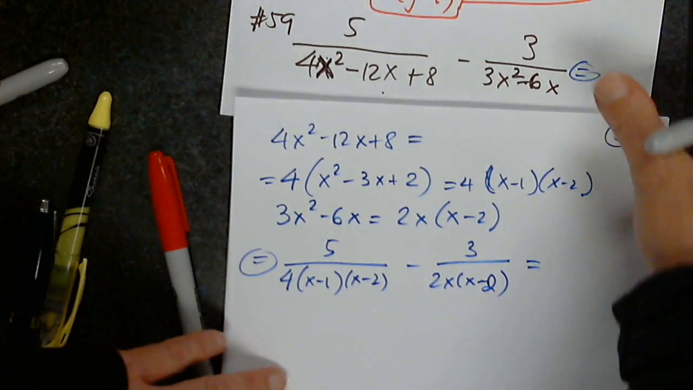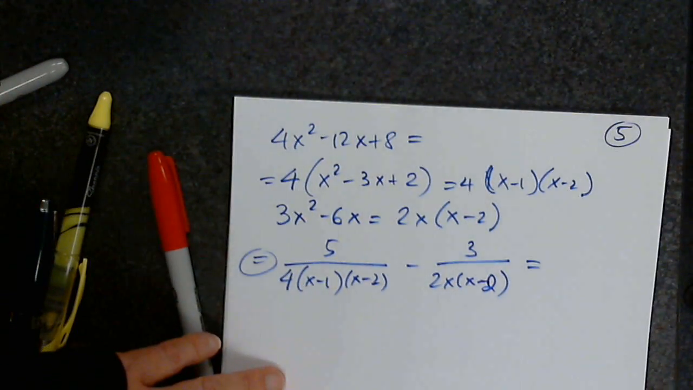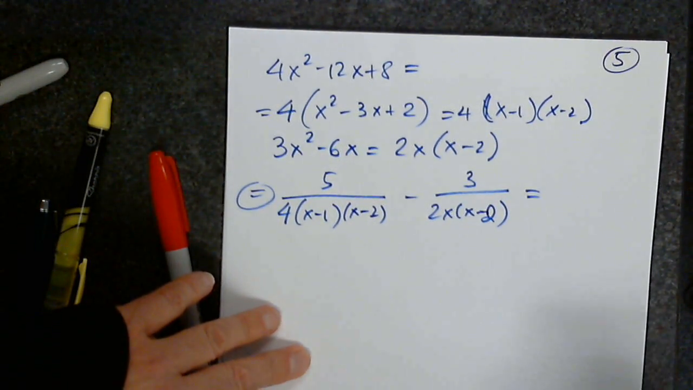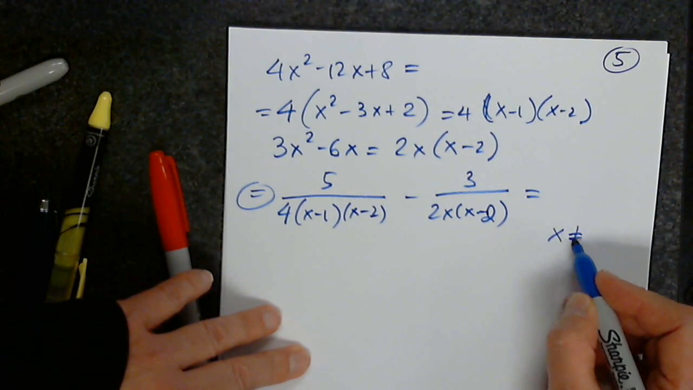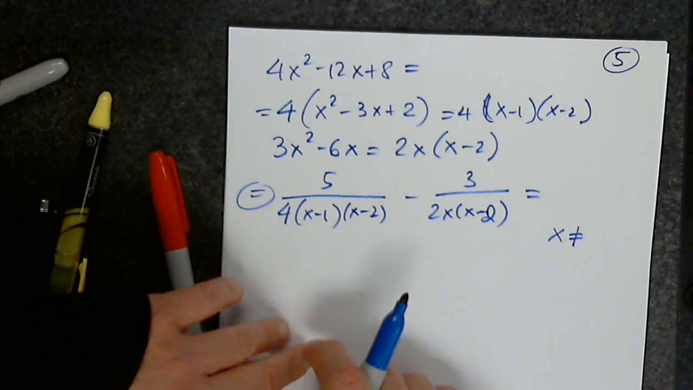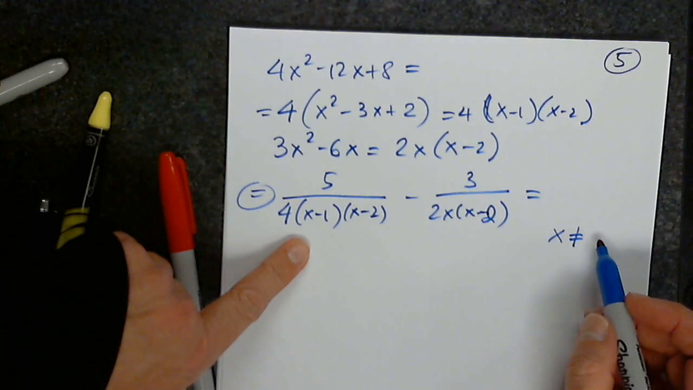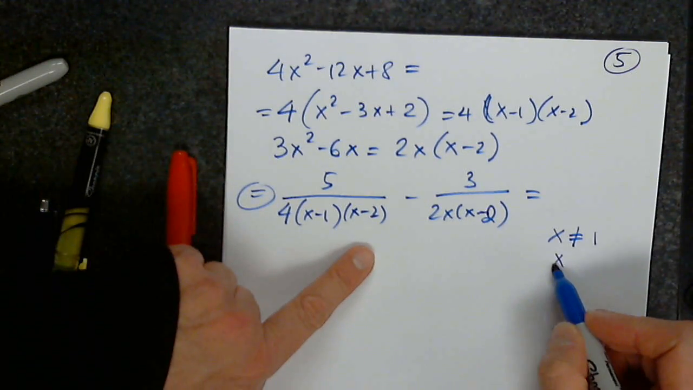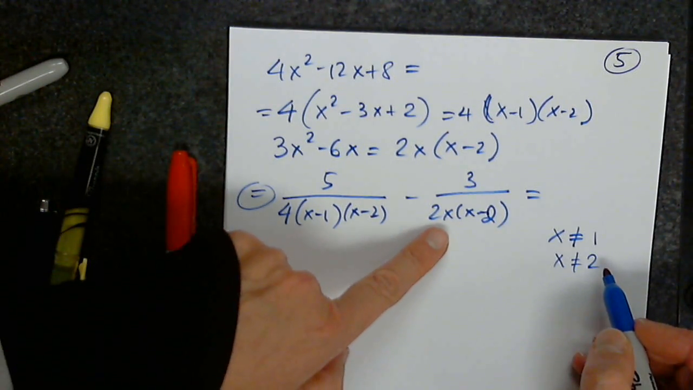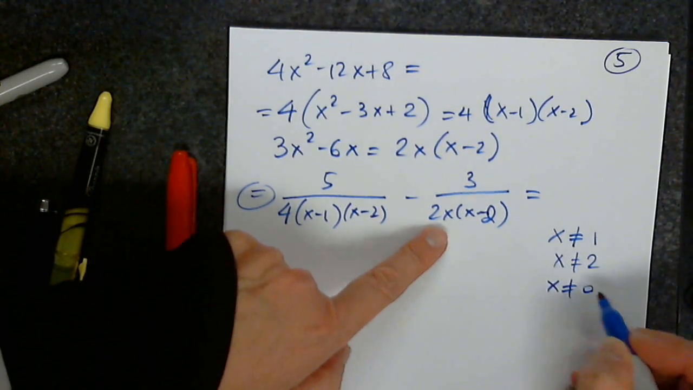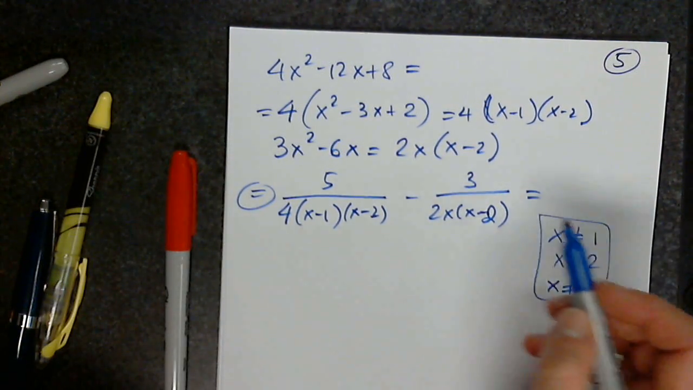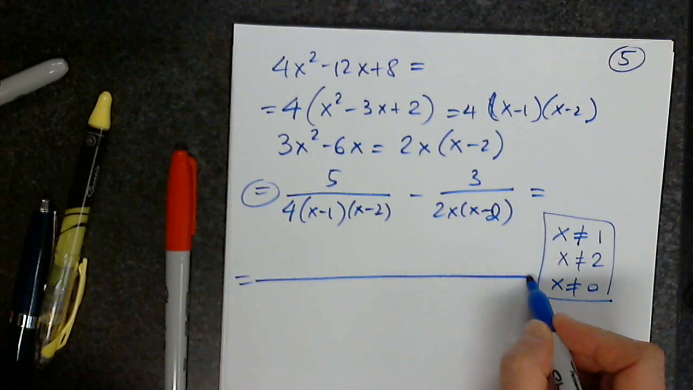How many restrictions do I have to write? Let's go from left to right. What is the first restriction I have to write? Second restriction. And I have an x as a factor, 0. Very good. So 3 restrictions. Excellent. Now I have to find the least common denominator.